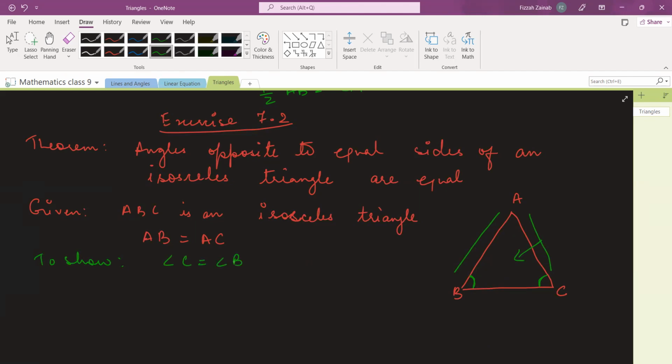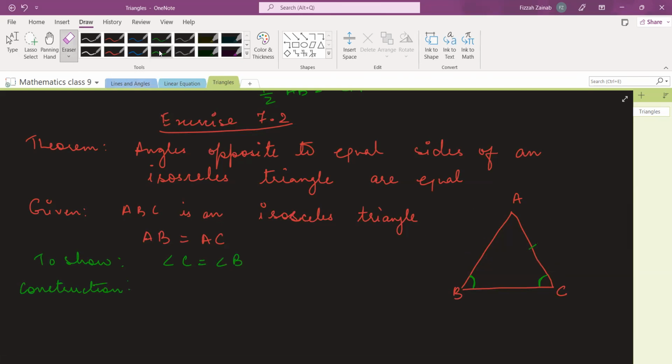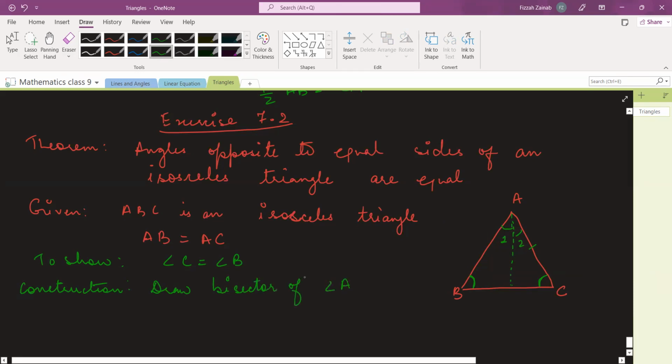Okay. So we will do one construction here, that we will just erase this part. So the construction is that I'm drawing the bisector of angle A, right? So I call this angle 1 and this angle 2. So construction is draw bisector of angle A. Bisector of angle A means angle 1 is equal to angle 2. Clear? Let's not write it here. This is just the construction. Let us do the proof.